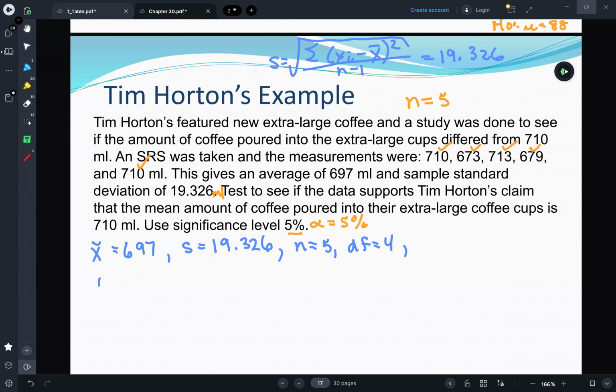Yeah, so step 1. Let's get the null. What would you say they're testing? What do you think they did? They want to know if the true mean, true average cup of coffee is equal to, what do they sell it for? What do they sell the cups for? The new extra large cups are 710, right? So that's equal to 710.